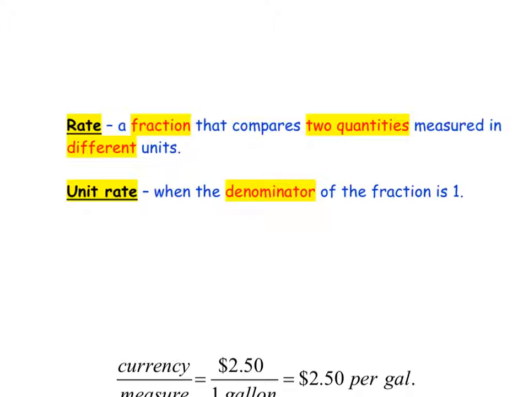All right, now we're going to talk about rates and unit rates. So a rate is a fraction that compares two quantities measured in different units. And a unit rate is when the denominator of the fraction is 1. So make sure these are in your notes.